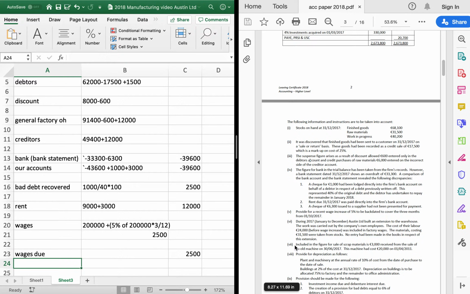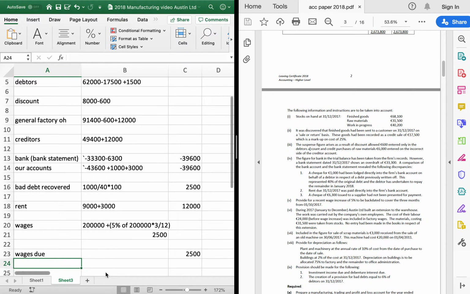The extension to the warehouse. So during the year, January to December, Austin built an extension to the warehouse. The work was carried out by the company's own employees. The cost of labour, 24,000 before the wage increase, was included in factory wages. Now it shouldn't be included in factory wages. The materials costing 31,500 were taken from stock, so it's not purchases of stock, so we have to be aware of that. No entries be made in the books in respect of this.